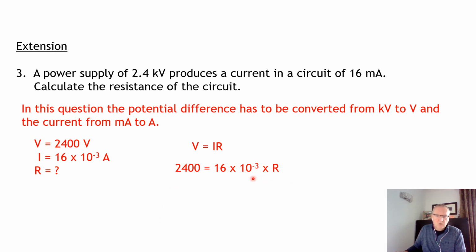So you want to get R on its own. You're going to move the 16 times 10 to the minus 3 and divide it over here and then write the thing round the other way, if that makes any sense. So your next line would be R equals 2,400 divided by 16 times 10 to the minus 3, and that gives a resistance of 150,000 ohms. These types of questions are a bit more tricky, and you have to know your prefixes, which we have already covered, but it's maybe worth reviewing and going back over.